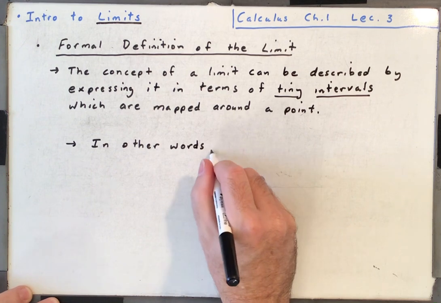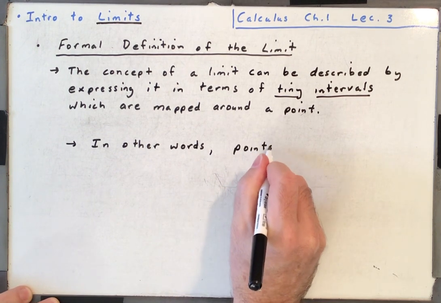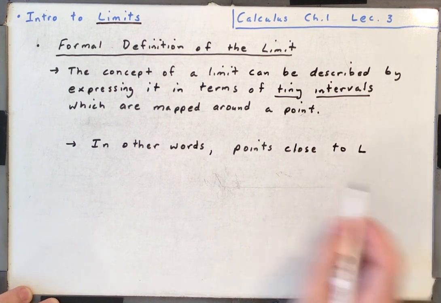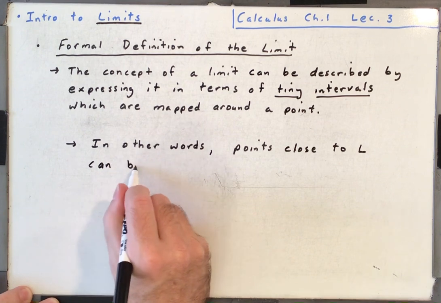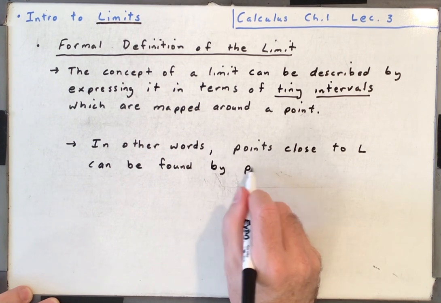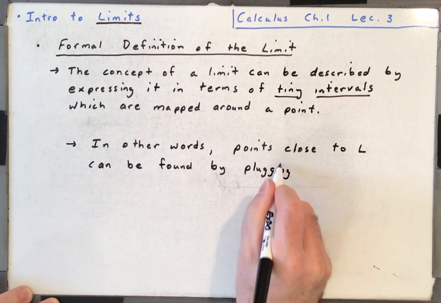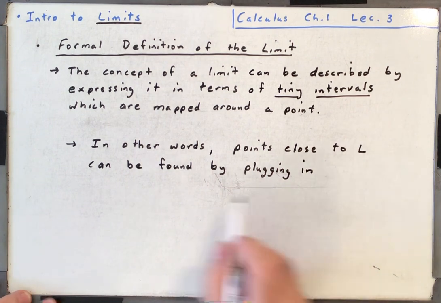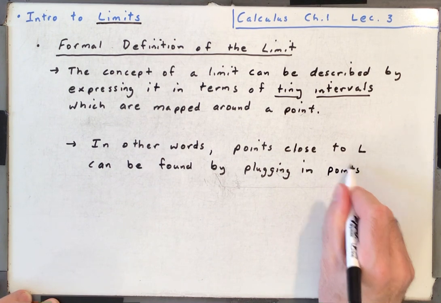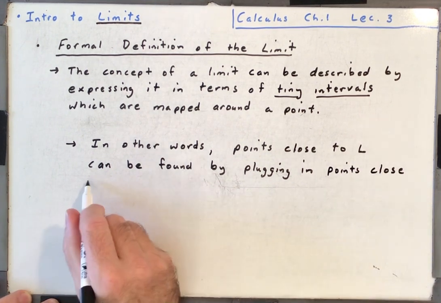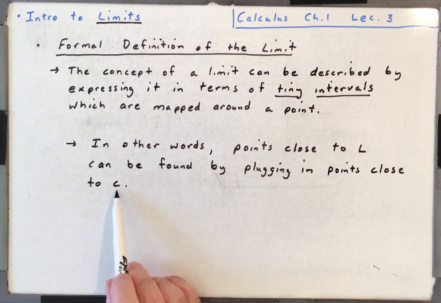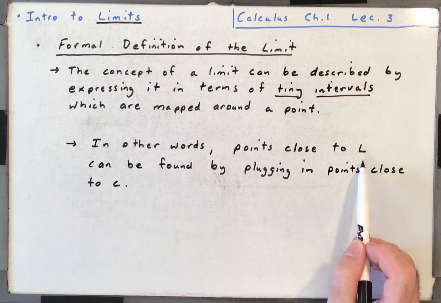is, in other words, points close to L can be found by plugging in, right, we're in function notation, we plug a number in, points close to c. So if you plug in an x value that's really close to c, you're going to get a y value that's really close to L.